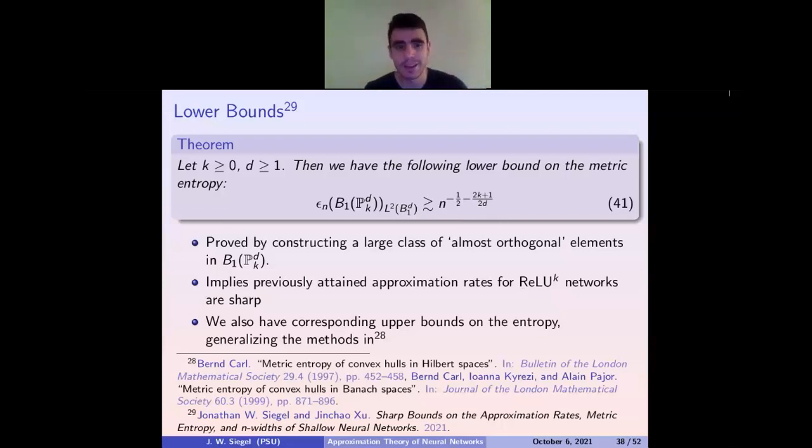So that's where that comes from. And of course, the estimation of the entropy of the set is also useful in and of itself. But our main application was to show that in fact this n to the minus 1/2 minus (2k+1)/(2d) rate that we had gotten cannot be further improved, at least on this convex hull.